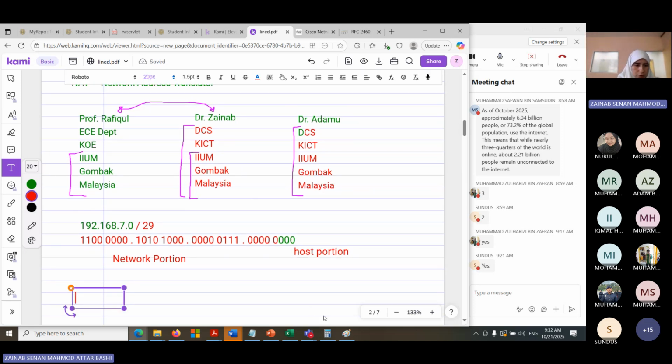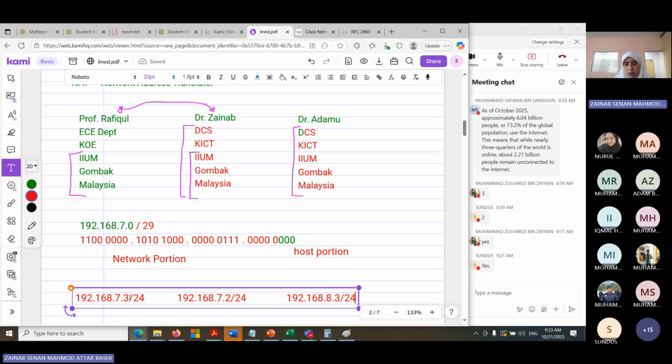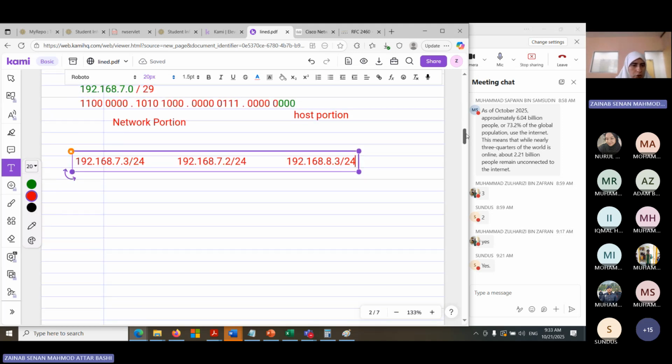two computers, one of them 192.168.7.3. The other one is 192.168.7.2. The other one is 192.168.8.3. Okay, let's put the /24. Looking at these IP addresses, which one belongs to the same network? Which one is outside the network? Which one belongs to a different network?